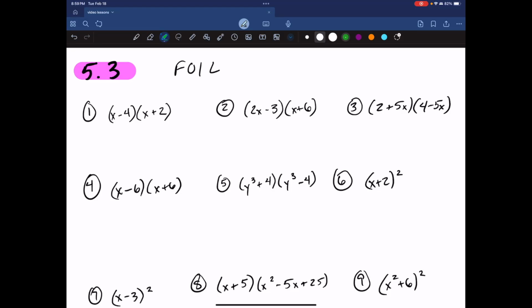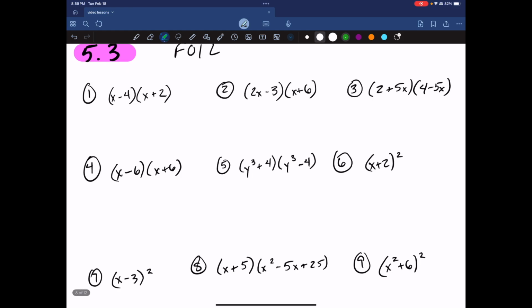Let's look at 5.3. So in chapter 5, we're all talking about polynomials. And in 5.1, we talked about adding and subtracting. In 5.2, we introduced the idea of multiplying polynomials. But in 5.3, we're getting into a little bit of the nitty-gritty, talking about some of the special cases and stuff like that.